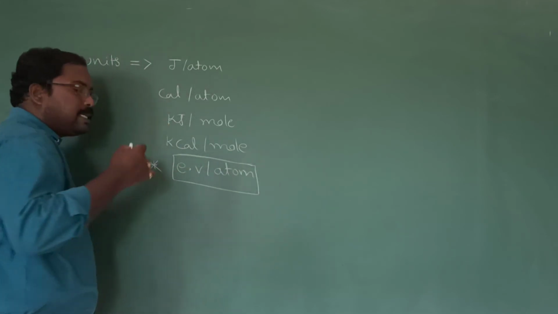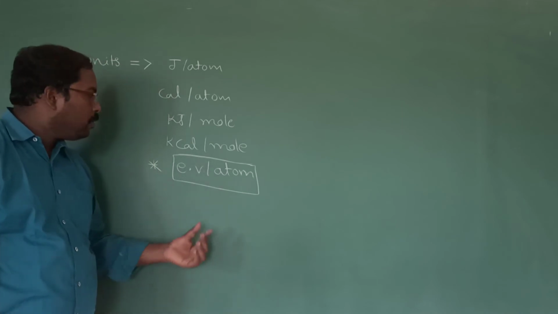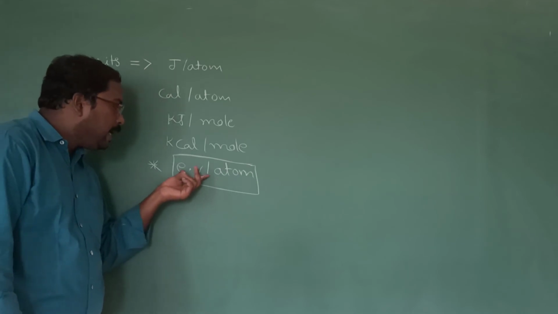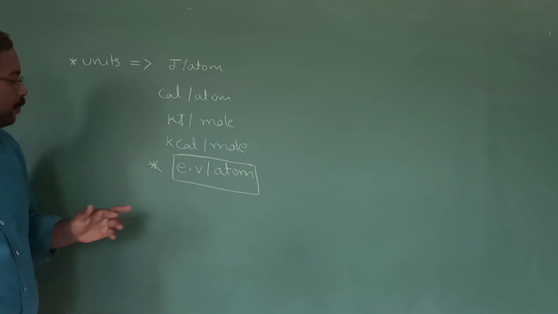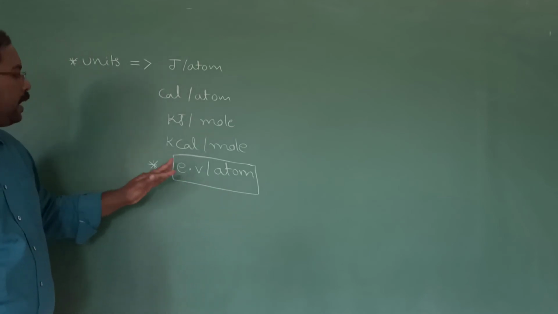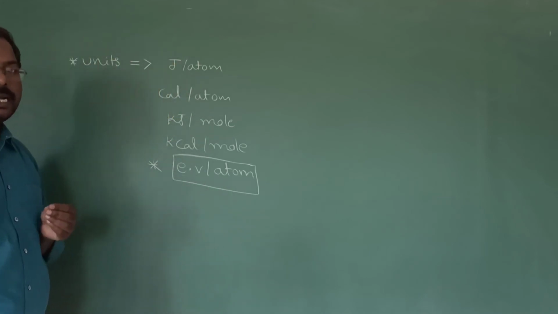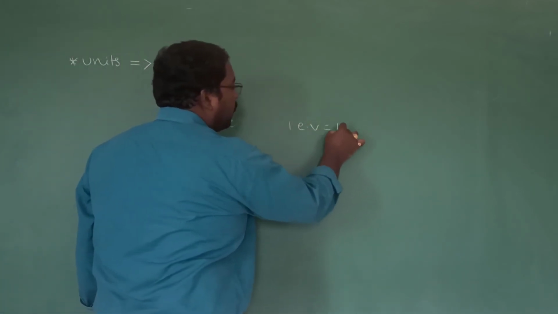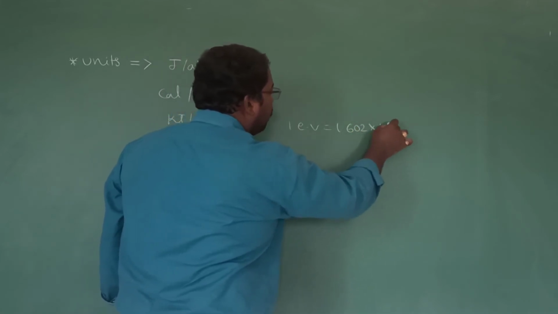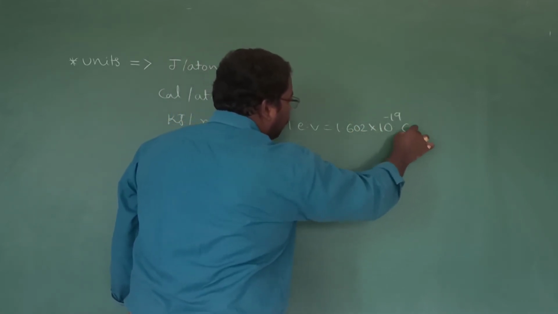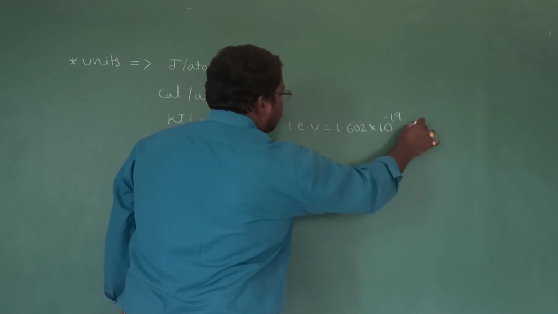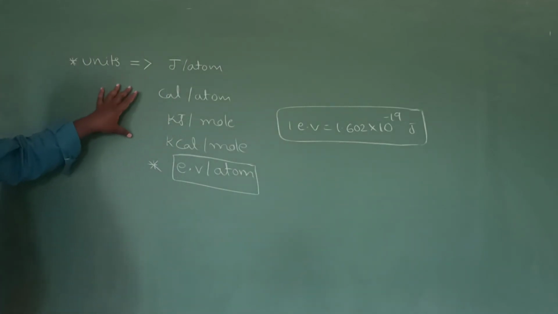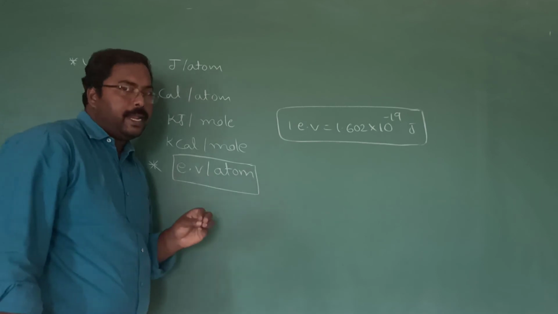In the atomic structure lesson, we solved some numericals based on ionization energy. There also we mainly used the unit electron volts. How to convert electron volts to joules, we also discussed in that lesson. One electron volt is nothing but how many joules? It is 1.602 times 10 to the power minus 19 joules. So remember the units used to express ionization energy.